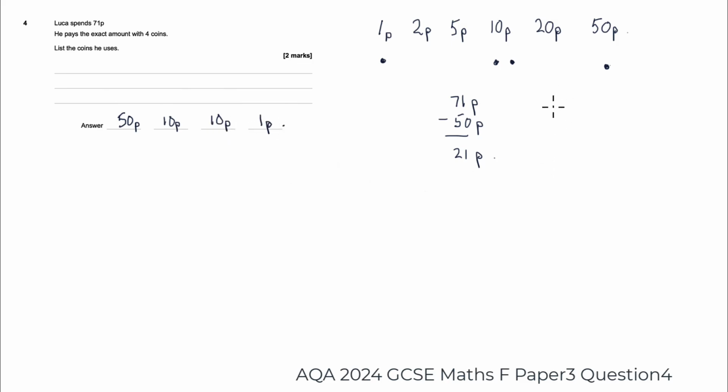Now, if you had tried 20 pences to begin with, there's a 20 pence, another 20 is 40, another 20 is 60. Now that would leave us 11 pence. And that's 1 more coin we've got. There is no 11 pence coin. So I don't think it's possible without the 50 pence to get a solution. So it's 50, 2 tens and a 1 pence.